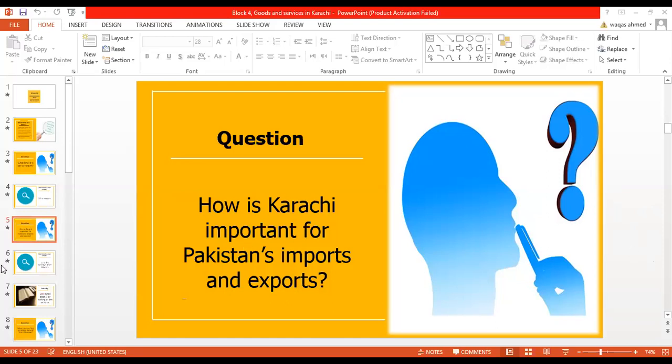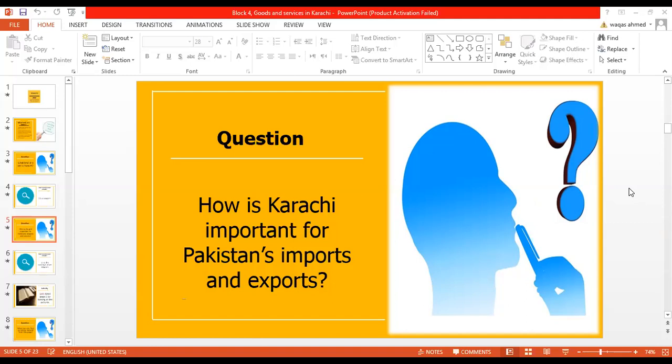So let's move towards the answer. Although Arham has given me the right answer, if there were no ports in Karachi, Karachi would not be important for Pakistan. Karachi is important due to its seaport. Karachi has a large area along the sea, and you cannot imagine how big a part of Karachi is along the seaside. So that's the important part of this answer.